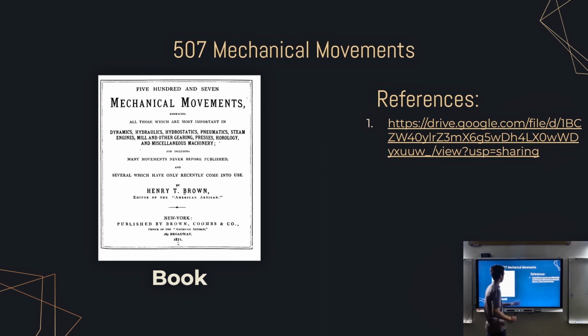This is another very famous mechanical engineering book. There's, once again, a link right here. It's called 507 Mechanical Movements. All of those are important in dynamics, hydraulics, hydrostatics, pneumatics, steam, engines, mills, and other gearing processes, presses, horology, and miscellaneous machinery.